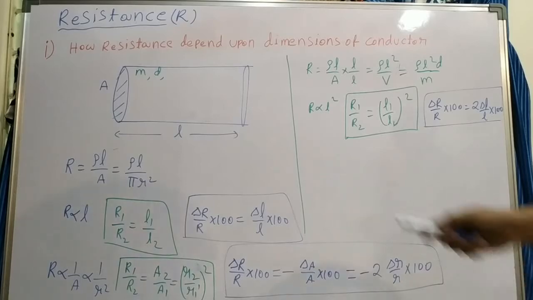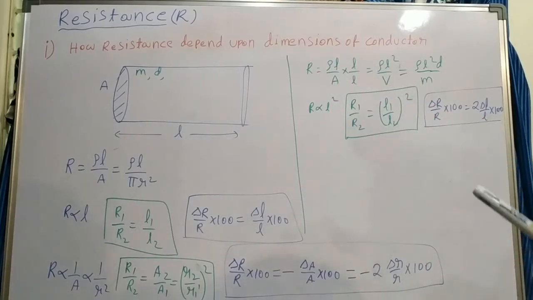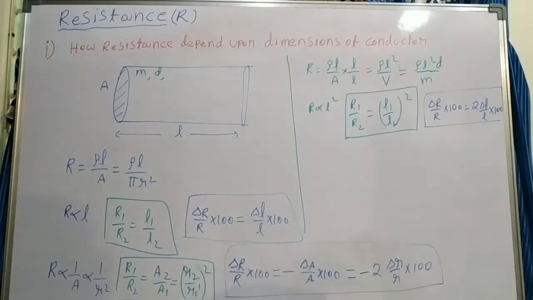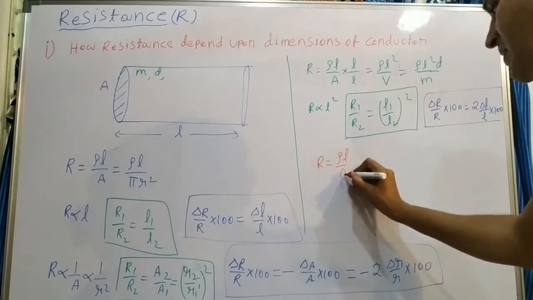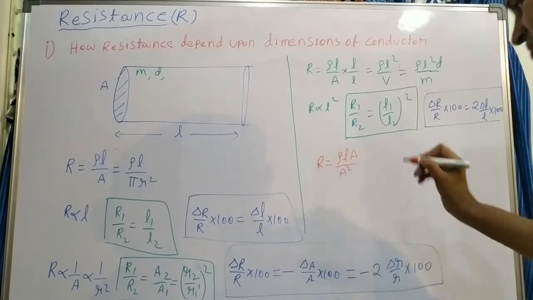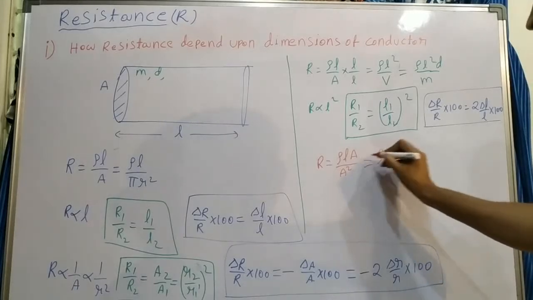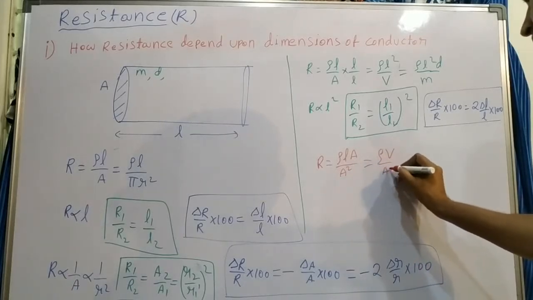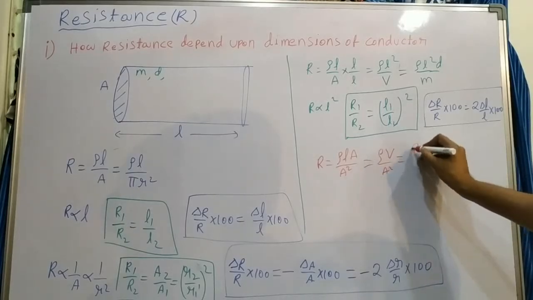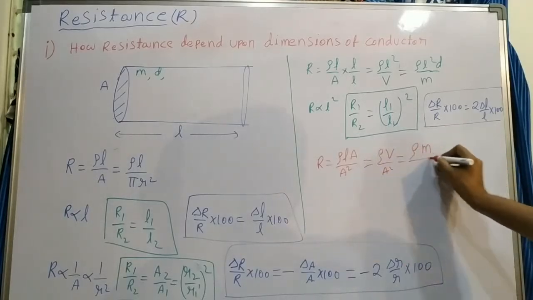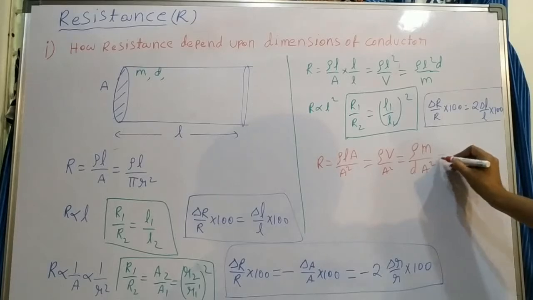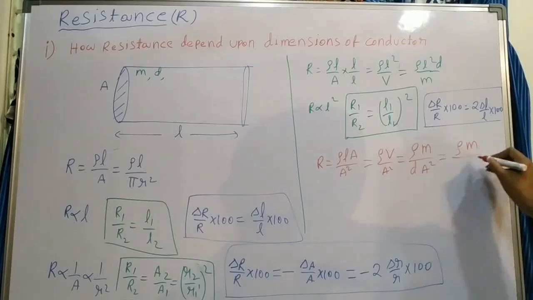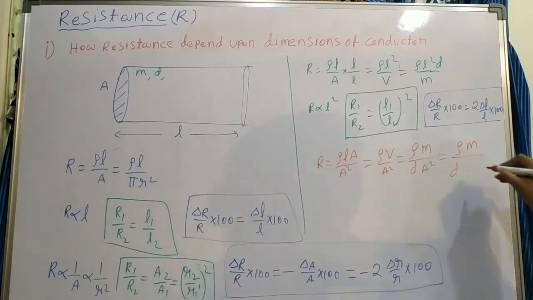The same case if you do for area. Here R is equal to rho L by A. If we multiply with area and divide with area, we get A squared in the denominator. So rho L into area is volume, over A squared, which is rho V over A squared, and V is mass by density. Writing area as pi r squared, we get rho M by density into pi squared r power 4.